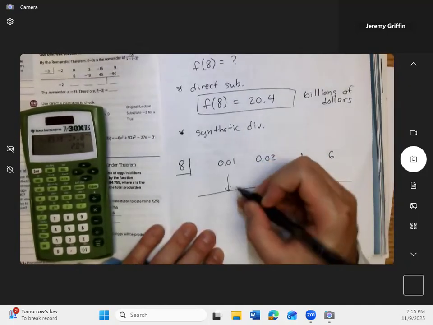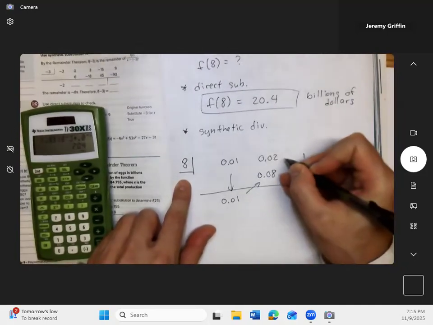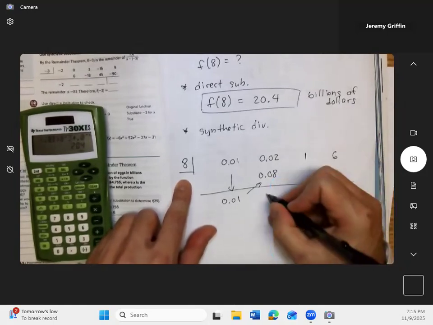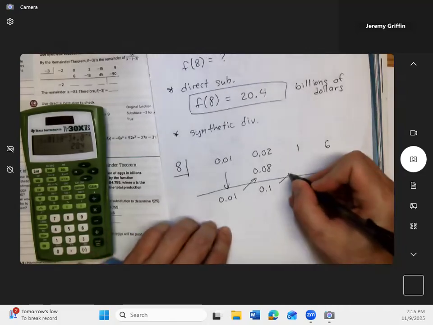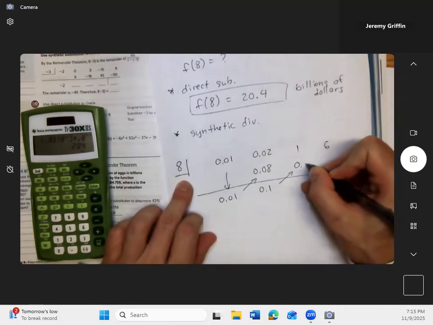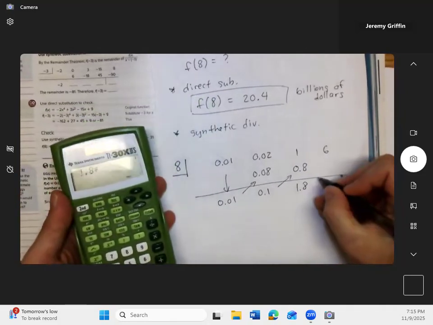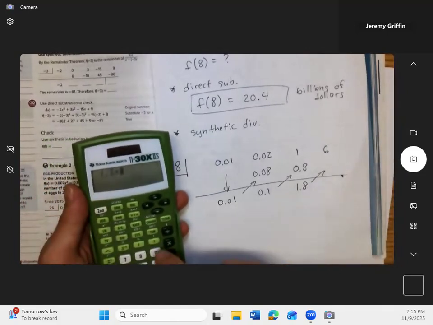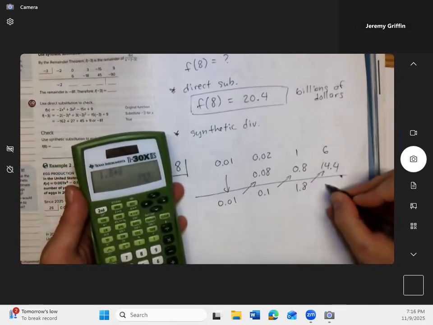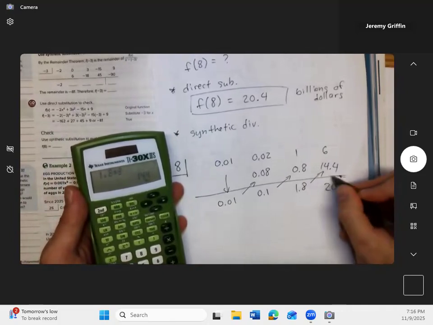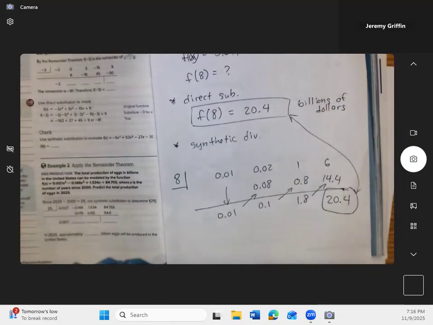Okay. So drop this down, 0.01. Multiply by 8. That gives me 0.08. Add going down. 2 and 8 is 10. I think this is 0.1 exactly, isn't it? Right? Try that. And then multiply that by 8. That gives me 0.8. Add going down, it's 1.8. Now, what is 1.8 times 8? Let's see, times 8. That is 14.4. Add going down, so what is 20.4? And that is exactly what we got with direct substitution. It's the same thing.